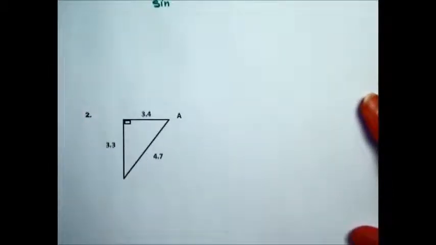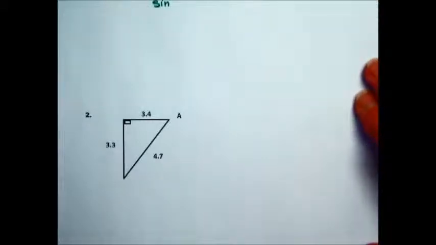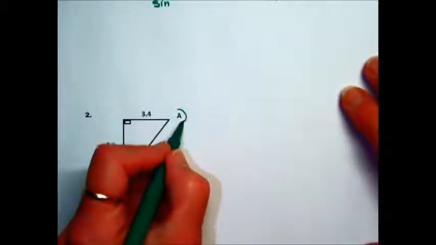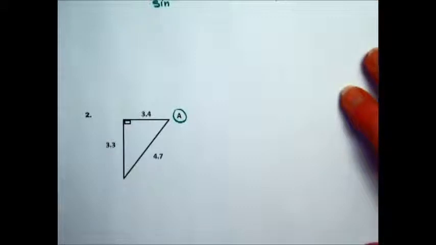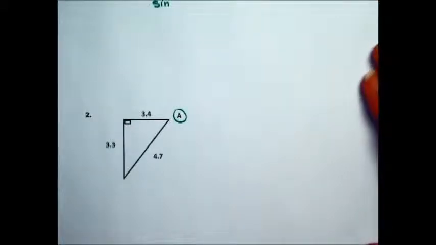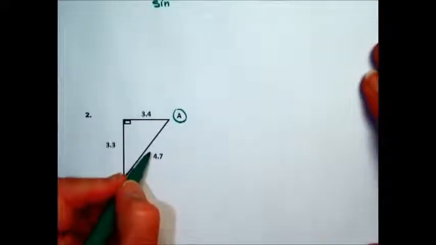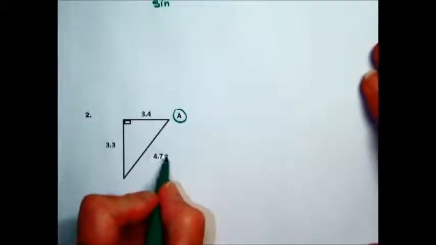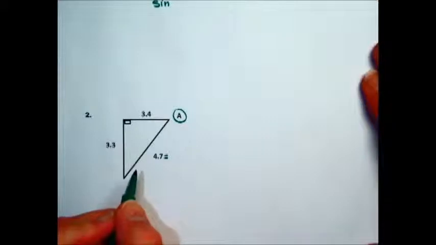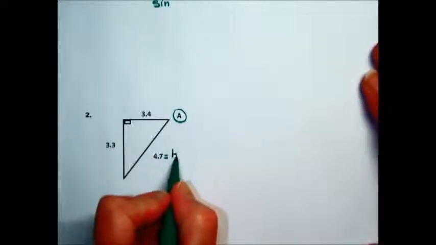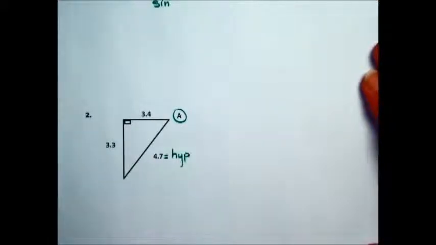Problem number 2 is asking us to find the measure of angle A. A will act as our home base or our anchor. First thing, we want to identify the lengths of the sides, and the longest side is the first one that we identify. It's the side opposite the right angle, and that would be the hypotenuse.